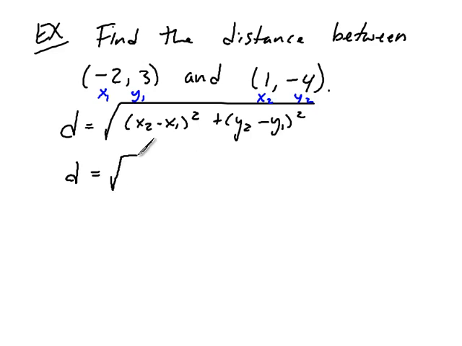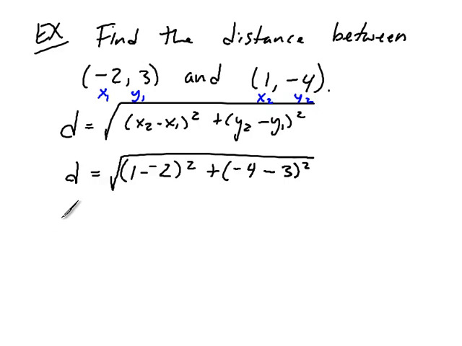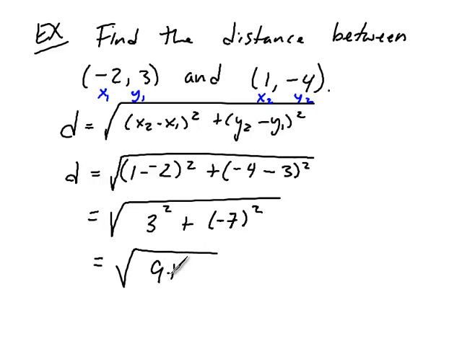So we have d equals x2, which is 1, minus x1, which is -2, squared, plus y2, which is -4, minus y1, which is 3, squared. Then order of operations, we have to do the parentheses first. So minus and negative is plus, so that gives us 3 squared plus, now we have -7 squared, which is 9 plus 49, which is the square root of 58. And we'll just leave it like that.